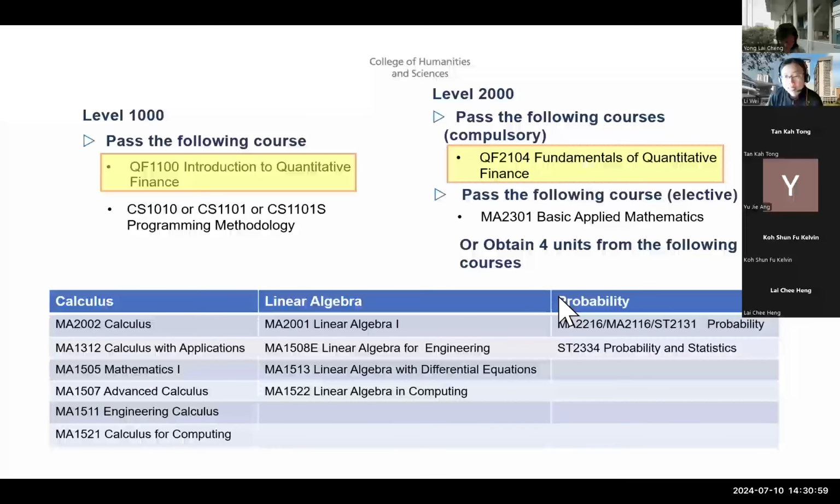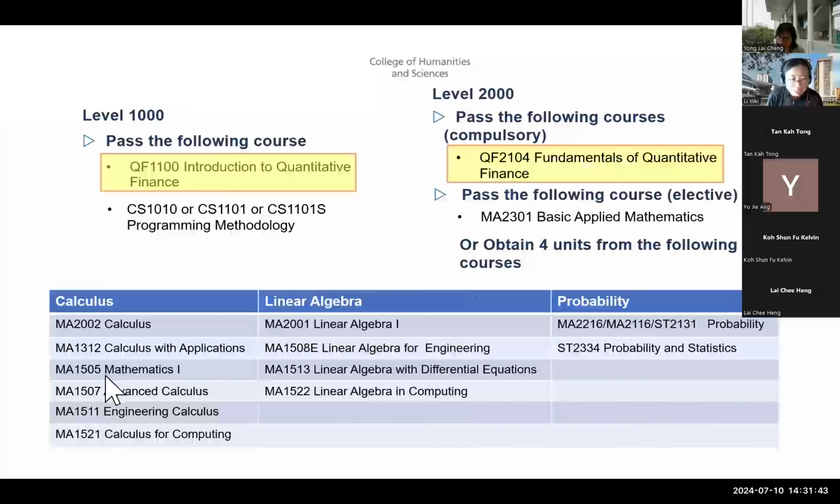The reason is that MA 2301, if you check the NUS MOS, the link I showed you just now, you can see it has some preclusions. That means if you have taken, say, MA 202 calculus, then you cannot take MA 2301 anymore. So our arrangement for students who do need calculus or linear algebra or probability courses is that you can obtain 4 units from this list. That is equivalent to 1 course. But you may notice you may need 2 courses to have 4 units here.